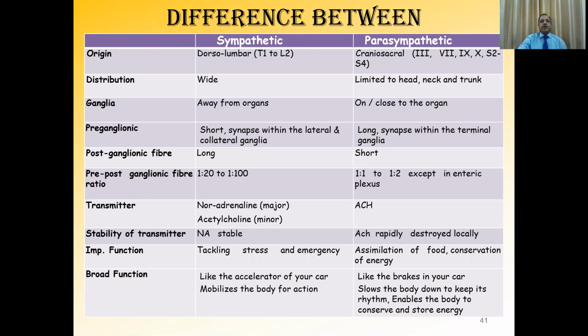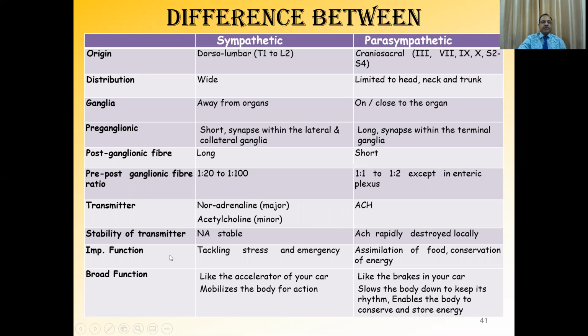They are well circumscribed, well described, whereas the parasympathetic ganglia are very close to the organ. The preganglionic fibers of sympathetic are short. They synapse within the lateral and collateral ganglia. But unlike that, the parasympathetic preganglionic fibers are long. And by corollary, the postganglionic fibers of sympathetic are long and that of parasympathetic are short. Noradrenaline and acetylcholine both are the neurotransmitters which are used in sympathetic nervous system, but in parasympathetic it's only the acetylcholine at all the junctions. Noradrenaline is a stable neurotransmitter, but the acetylcholine is rapidly destroyed in the synaptic cleft.